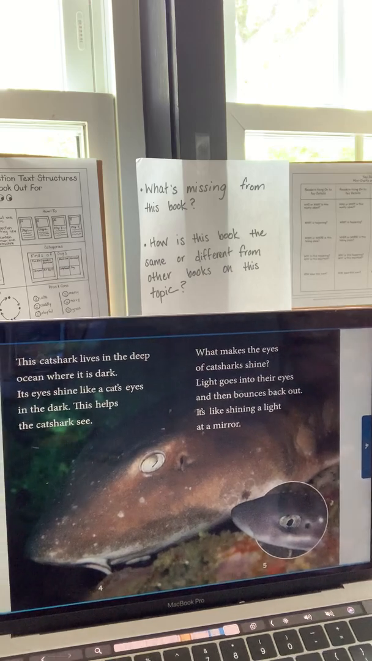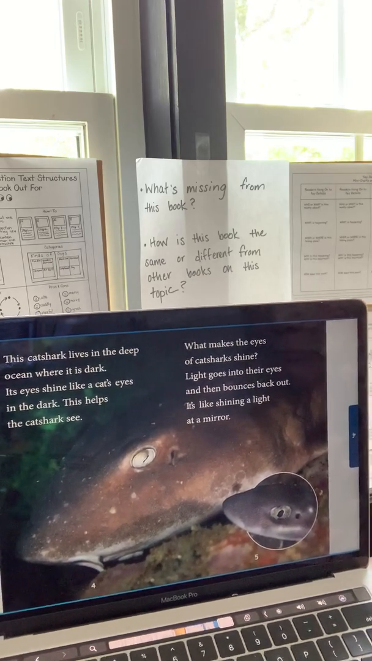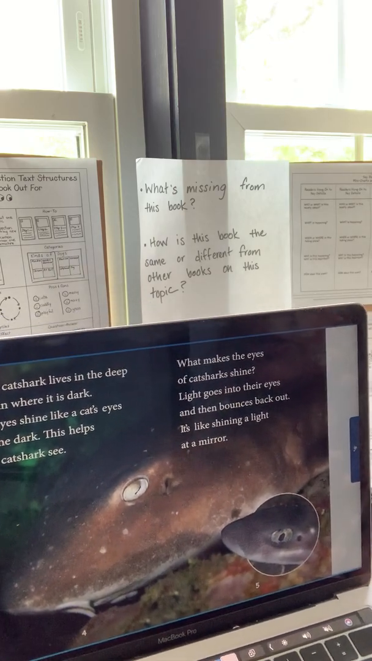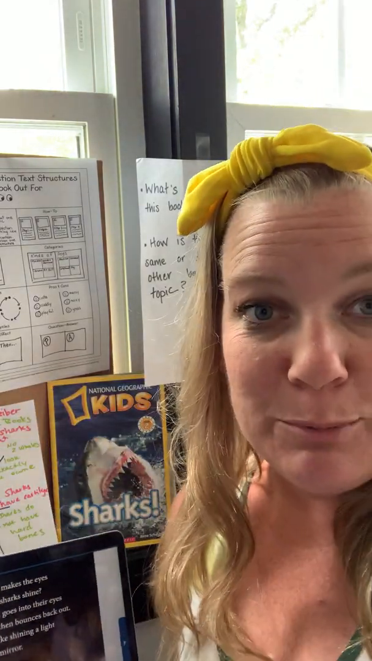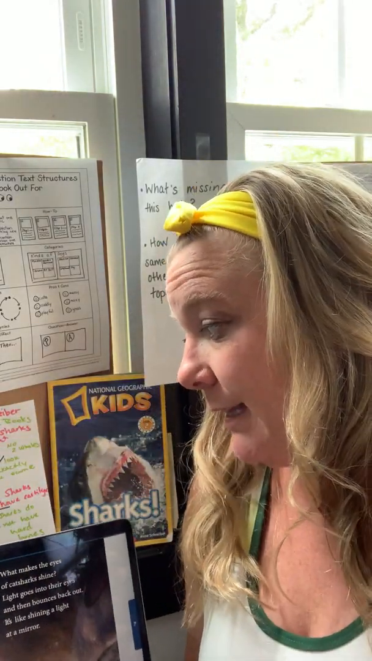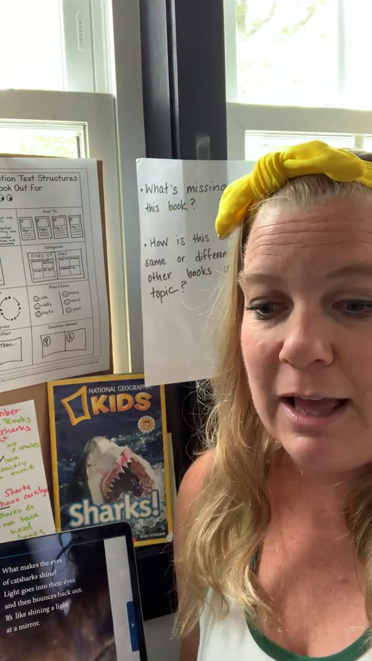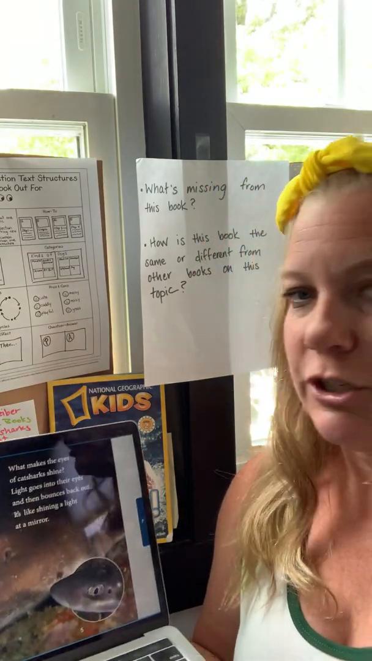I hadn't heard of the cat shark either. I didn't know it lived deep down in the ocean. Are you also thinking about how it's teaching us how the eyes shine? We didn't learn that in other books, did we? We did learn about the shark skin on the lantern shark, and that it has something on it that makes it light up in the dark. But we didn't learn about the cat shark.